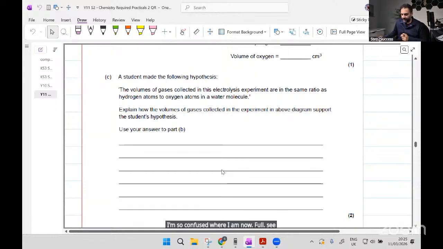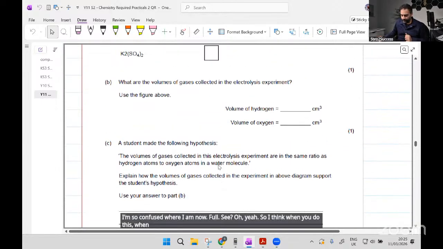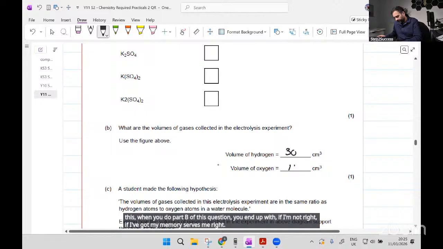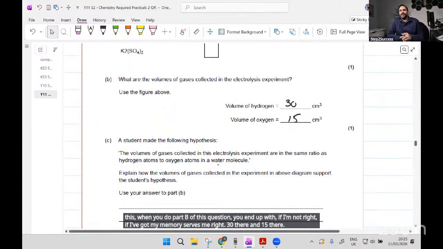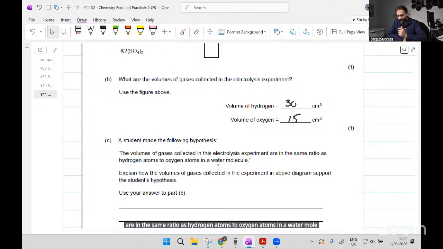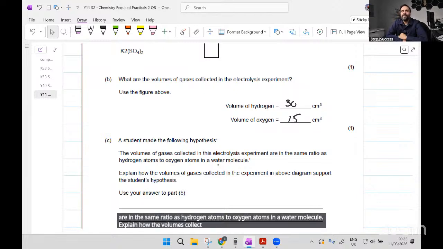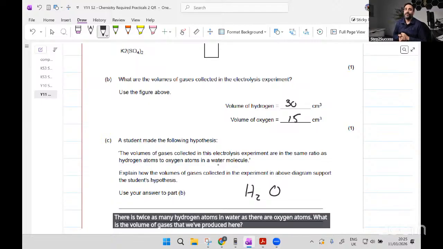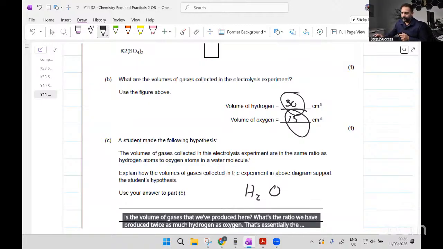Oh yeah. So I think when you do part B of this question, you end up with, if my memory serves me right, 30 there and 15 there. The question says the volume of gases collected are in the same ratio as hydrogen atoms to oxygen atoms in a water molecule. Explain how the volumes collected support the hypothesis. Well, in water, what's the ratio of hydrogen to oxygen? There is twice as many hydrogen atoms in water as there are oxygen atoms. What is the volume of gases that we've produced here? What's the ratio? We have produced twice as much hydrogen as oxygen. That's essentially the answer.